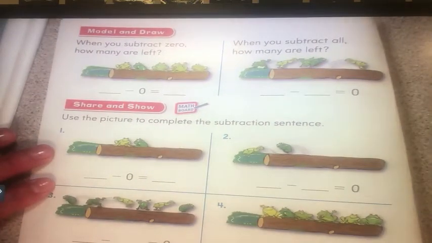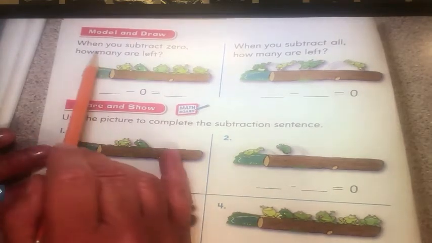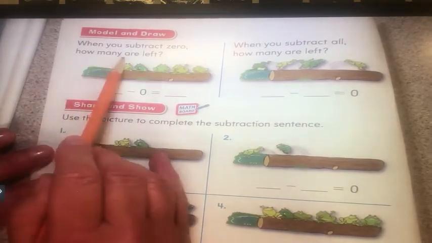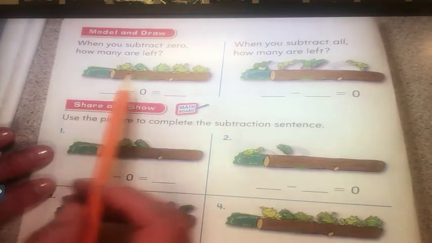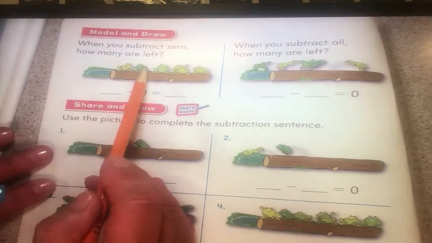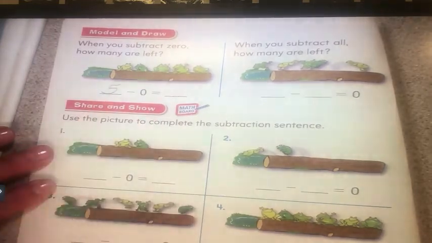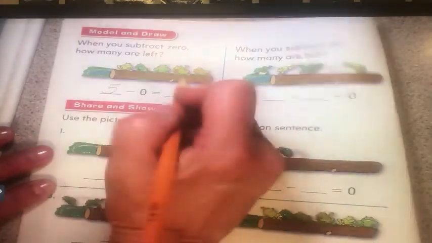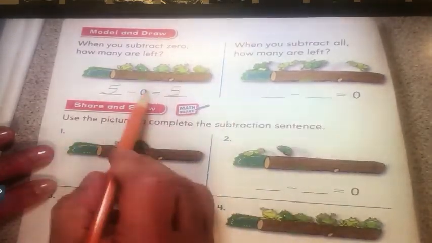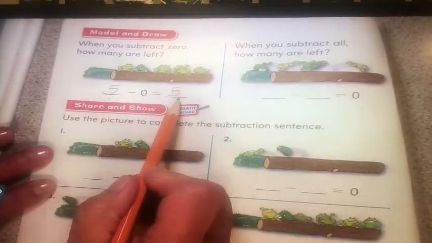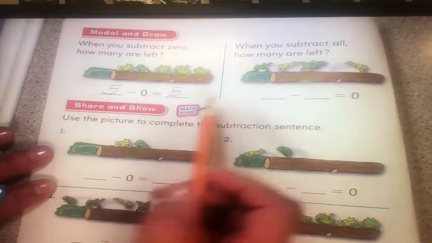Page 184. When you subtract 0, how many are left? Well, let's count the frogs. 1, 2, 3, 4, 5 frogs. None of them hopped away, so how many are still there? 5. Again, remember, anytime you subtract 0 from that number, it stays the same number.